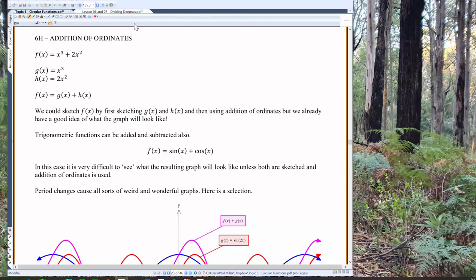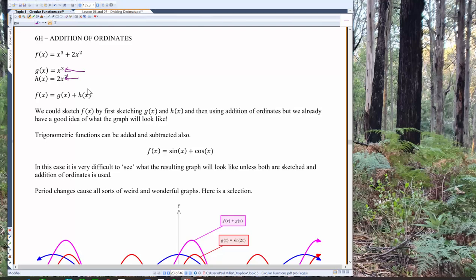It was with little fanfare earlier this year that I introduced addition of ordinates. Let's go through a recap of it. If f of x is equal to this cubic function here, it could be said that f of x can be made by doing g of x plus h of x, where g of x is this particular function, x cubed, and h of x is this function. We're just sticking them together.